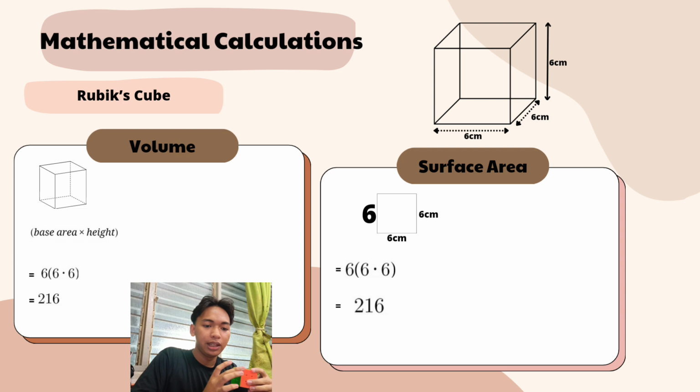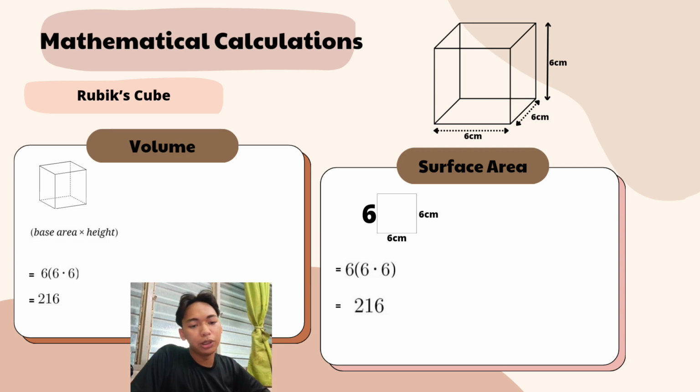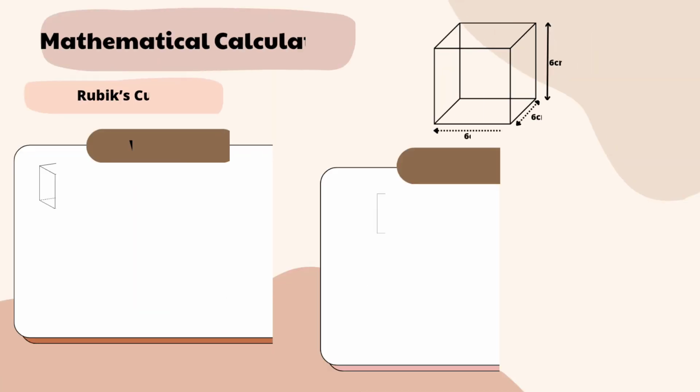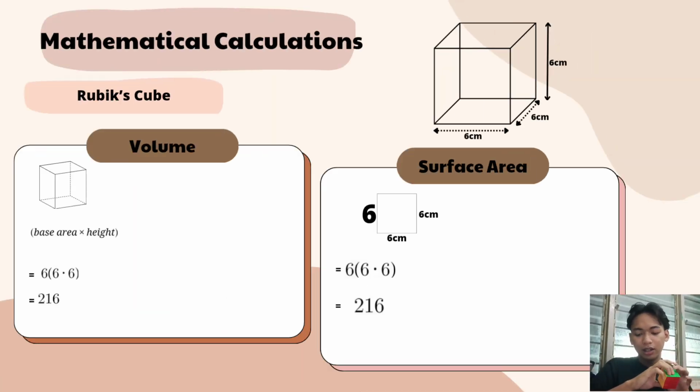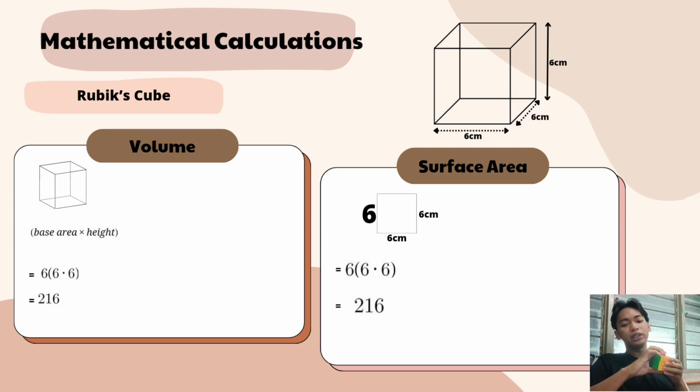For the Rubik's Cube, to calculate the volume, we can use this formula, which is base area times height. The total volume for this Rubik's Cube is 260 centimeter cube. To calculate the surface area, firstly, we need to calculate the base area of this cube and multiply by 6 sides of this cube. The total surface area for this cube is 260 centimeter square.